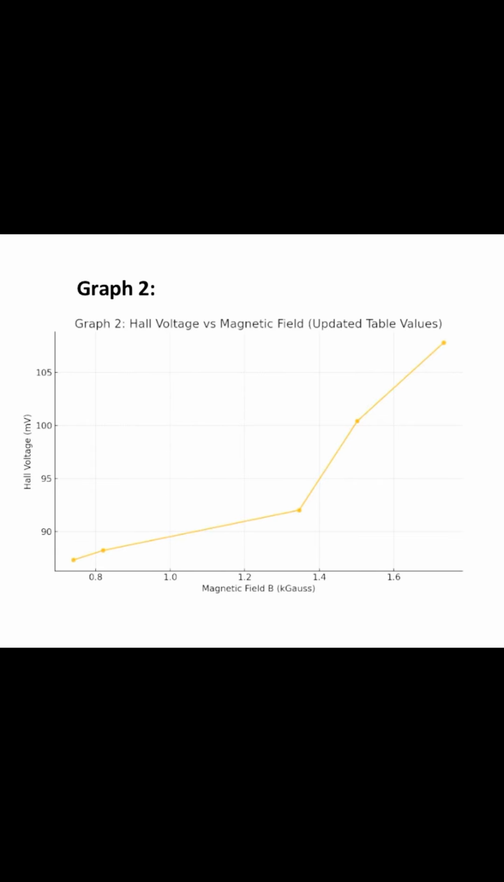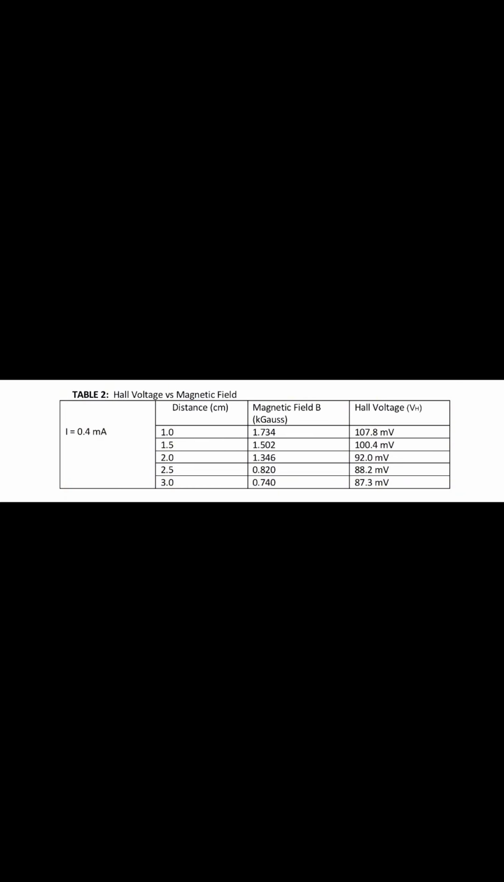Small deviations occurred because of practical limitations like sensor sensitivity, environmental magnetic noise, and slight misalignment of the device. And I used the calculations from my part 2 to fill in graph 2 and table 2.